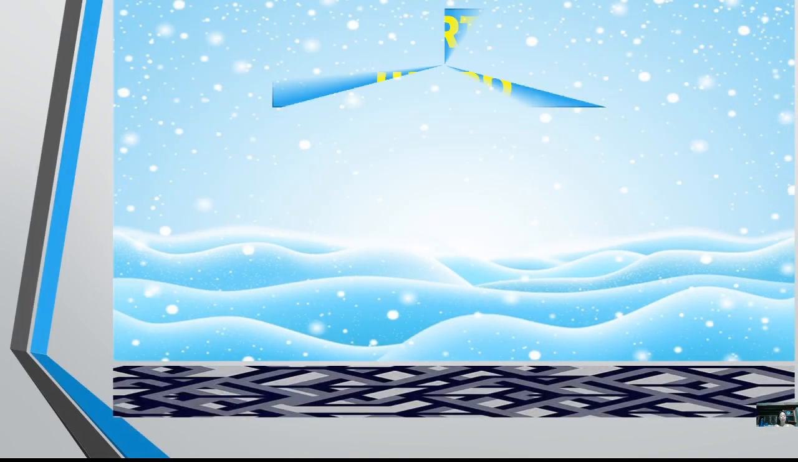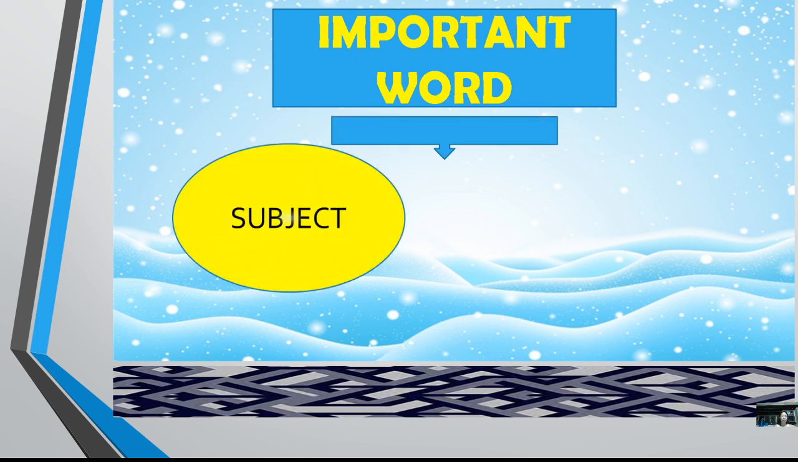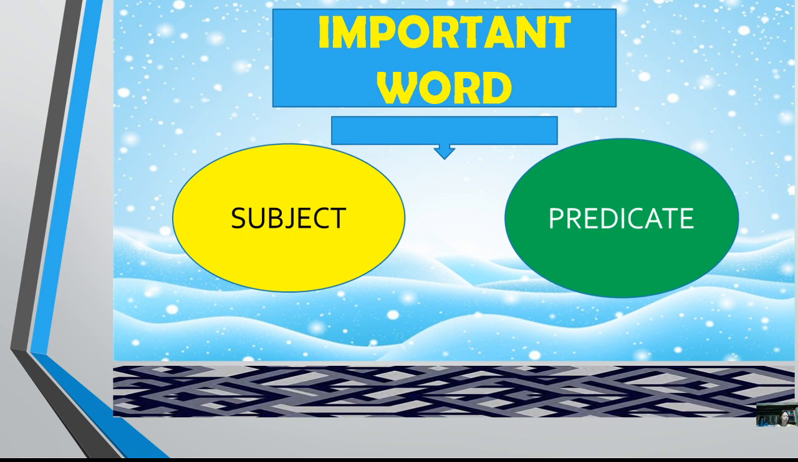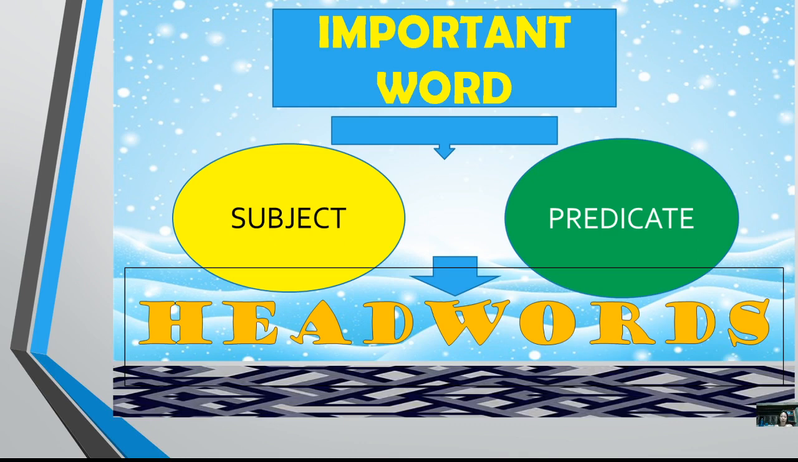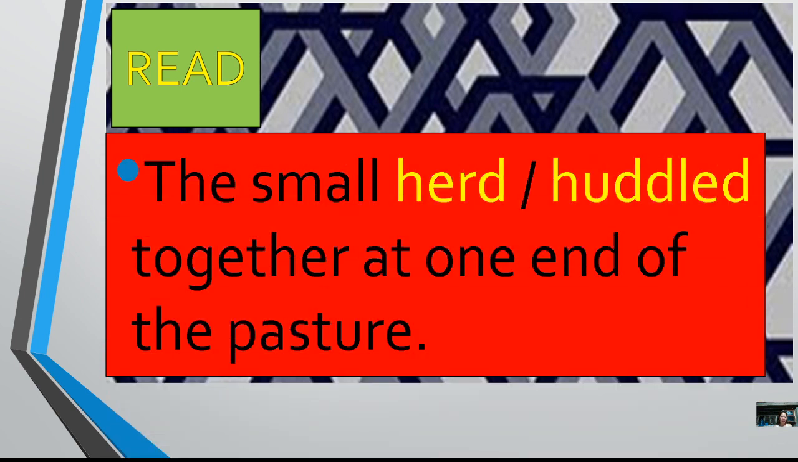Okay, so the most important word in the subject and the most important word in the predicate are called headwords. Alright, so I have prepared some sentences that we are going to read at the same time. Read the following sentences. In each of the sentences that I will provide, the headwords are written in yellow, and take note that other words may be grouped around these headwords.